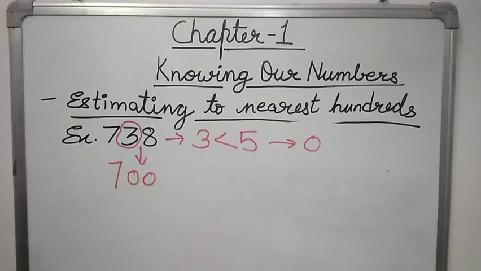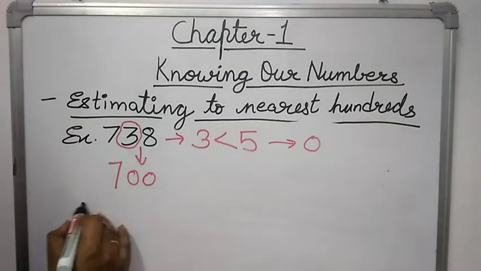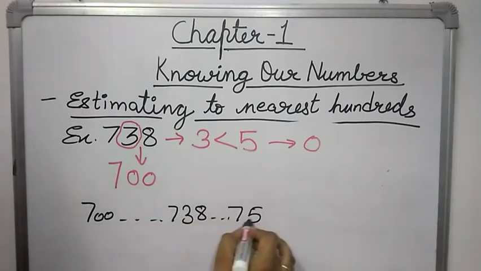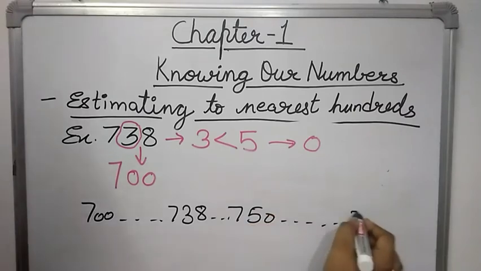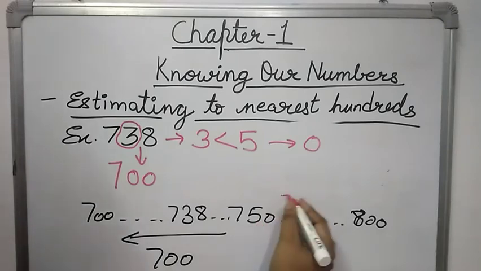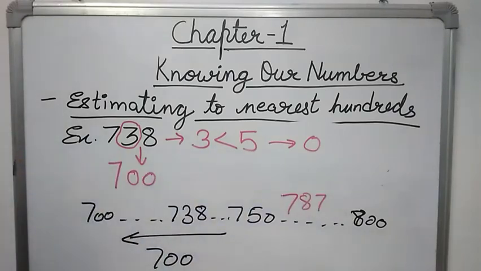We can also estimate in another way. This 738 is lying between 700 and 800, but this is less than 750. So this will be estimated to 700. If we had any number more than 750, suppose it is 787, then this number will be estimated as 800.